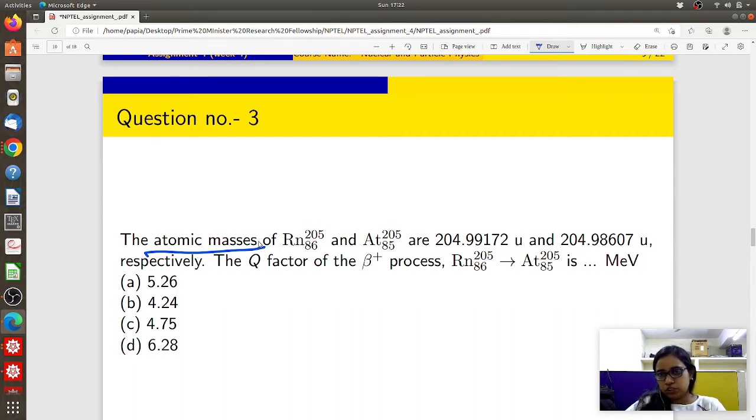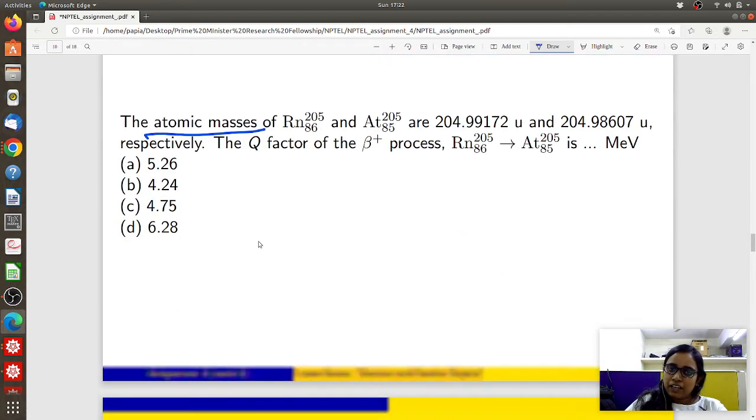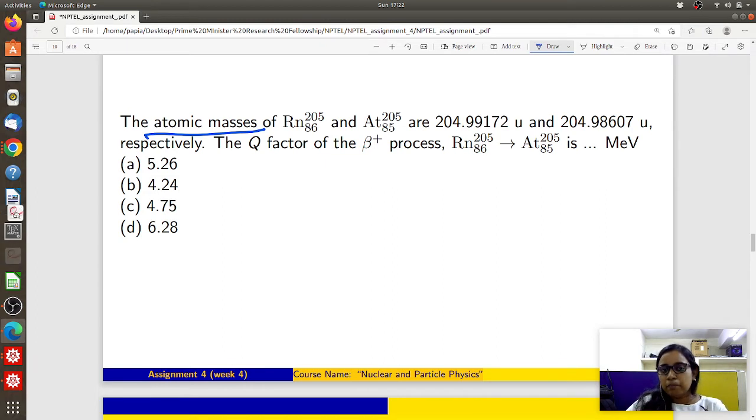So first of all, I have to know what the beta plus process is, and what will be the expression for Q value of that beta plus process. And after that, just putting the values of atomic masses of Rn and At, we can find the Q value. That's it. So what is the beta plus process? At first I have to see.